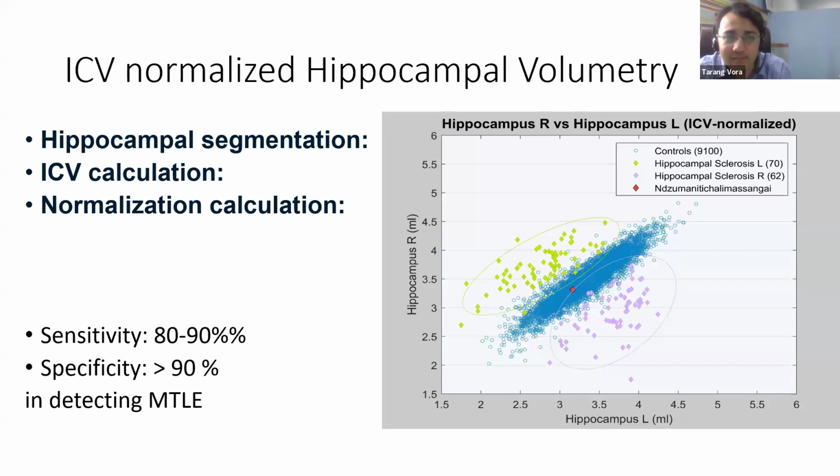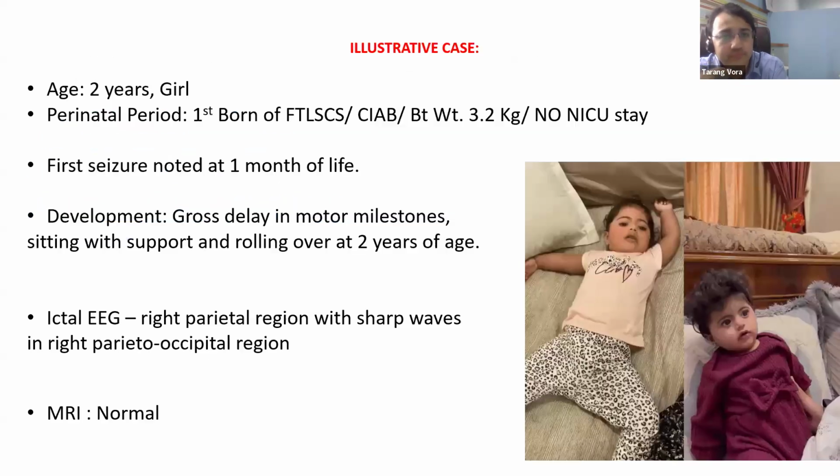We are also doing ICV normalized hippocampal volumetry. This is also done by a lot of radiologists, but it has to be done. ICV normalized means intracranial volume normalized. Intracranial volume is different for different people, so depending on your intracranial volume, you have to adjust the values of the hippocampal volumes to find out if there is any atrophy in the hippocampus or not.